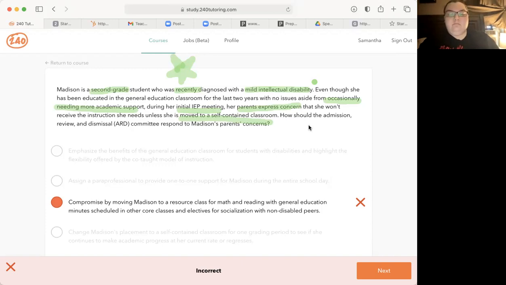Changing her is not the best. I mean, that would be a terrible thing, to put her away in self-contained at second grade. She's been faring perfectly well. It didn't say anything about behavior, didn't say anything about her needing any sort of social support, or she just needs some academic support occasionally. And so to send her to a self-contained classroom, I think would be incredibly cruel. So I would never suggest that.